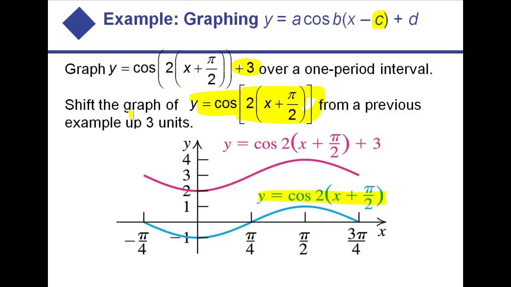So take those critical points, right? We started here, here, here, here, and here by taking our period and cutting it into 4 pieces. And then those things all just get moved up by 3. So 0 becomes 3, right? -1 becomes 2. 0 becomes 3, right? 1 becomes 4, and 0 becomes 3. Simple, easy peasy. Don't overthink it.